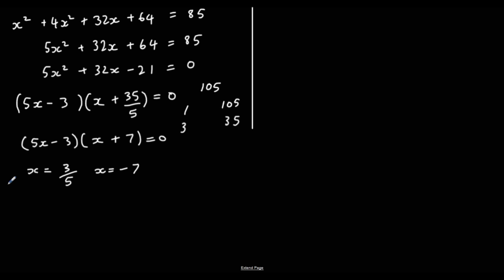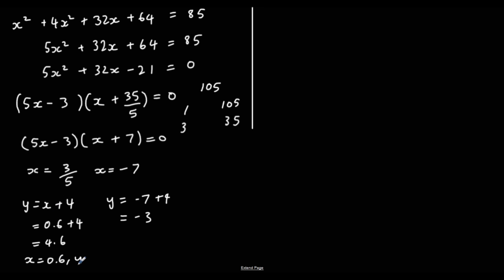And y is x plus 4. So 3/5 is 0.6. So 0.6 plus 4 is 4.6. Or y is negative 7 plus 4, which is negative 3. So our answers are either x is 0.6, y is 4.6, or x is negative 7 and y is negative 3.